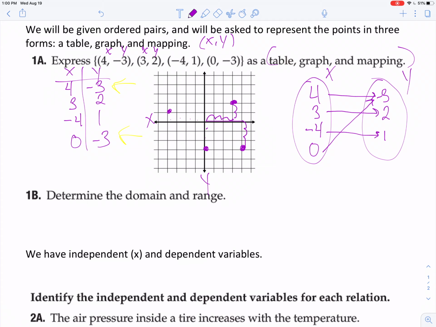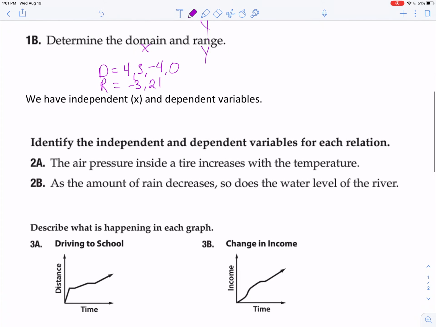Pretty crazy. So when it says to determine the domain and range, what we're looking for here, domain is the x values, range is the y values. And again, you're only going to write them one time like you did for the mapping. So here my domain, I'm going to write domain equals 4, 3, -4, and 0. Range is going to be an R, and it gets to be -3, 2, 1. All right, that's the first part of this today.